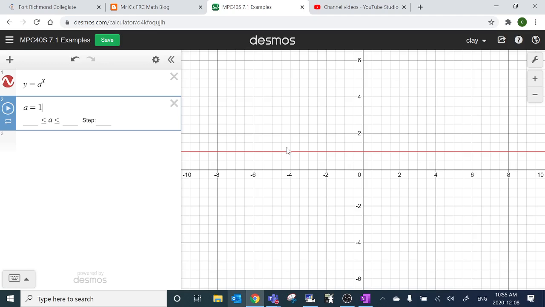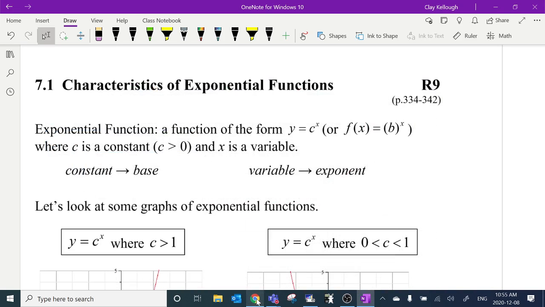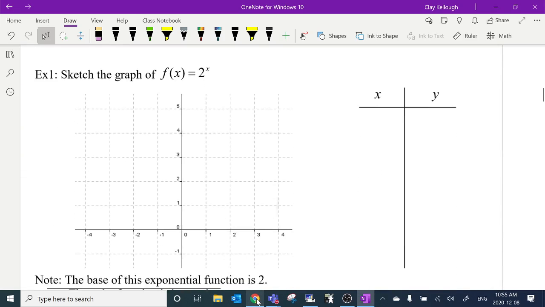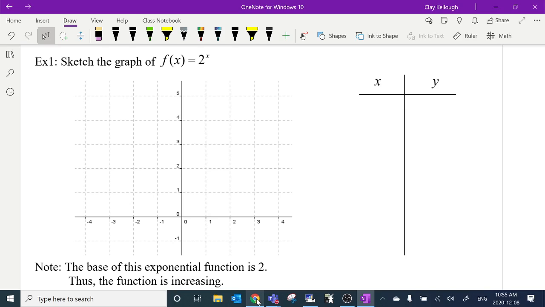Let's change it to when that base is 2. So this is the graph of y equals 2 to the power of x. And check out this funky curve. Why does it behave this way? Well, let's take a look at your notebook. So we're going to go past the first page here. And we're going to go to sketching the graph of f of x is equal to 2 to the power of x.